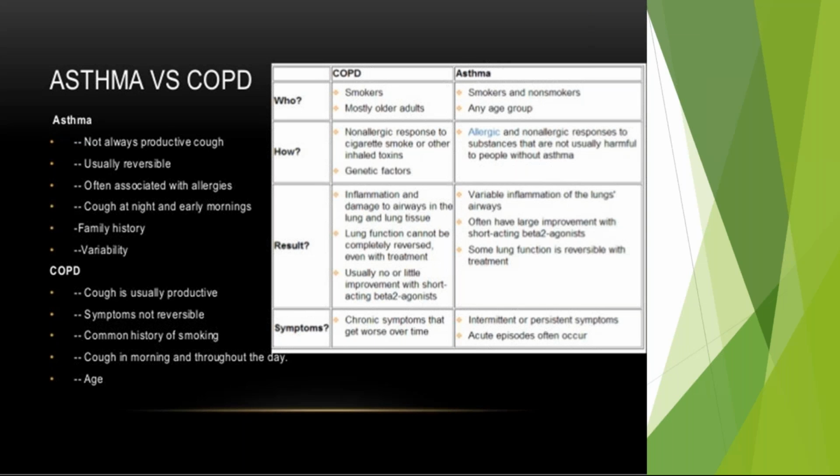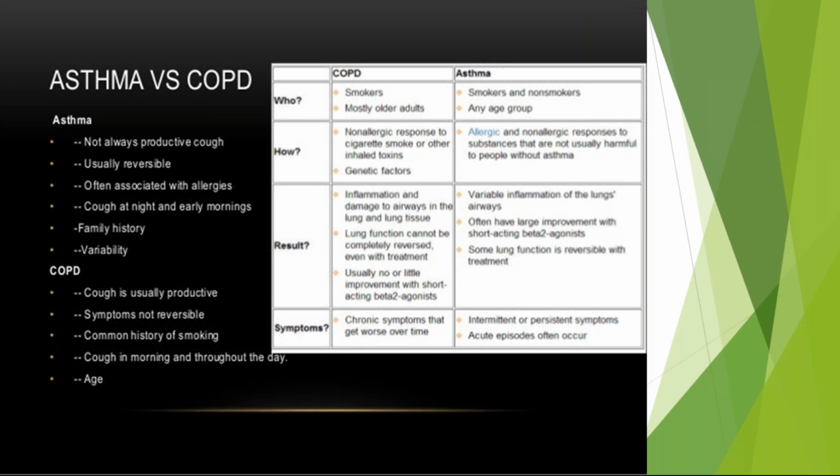Coming to COPD, there can be genetic factors like alpha-1 antitrypsin deficiency. Coming to the pathology, there will be inflammation and damage to the airways and lung tissue. In COPD, the lung function cannot be completely reversed even with treatment, whereas in asthma, lung function is reversible with treatment.